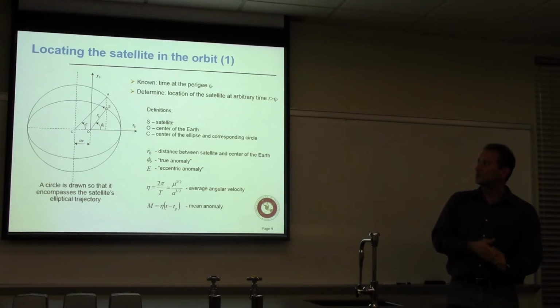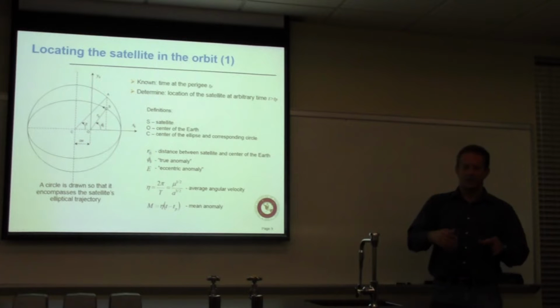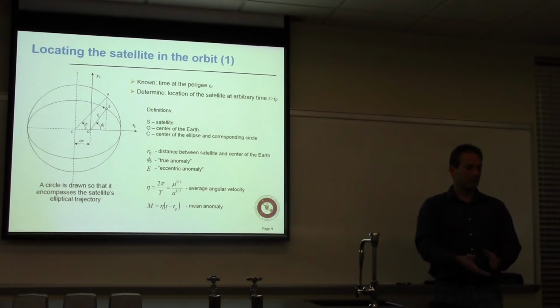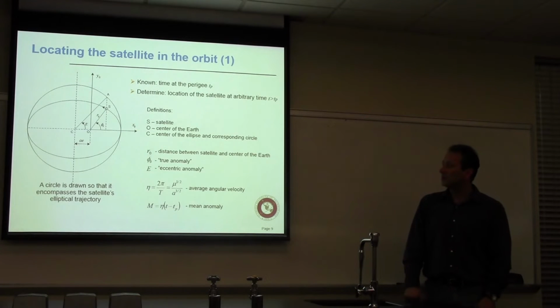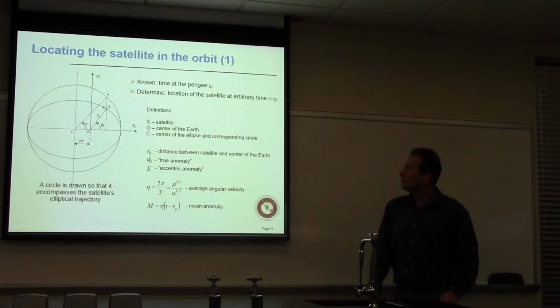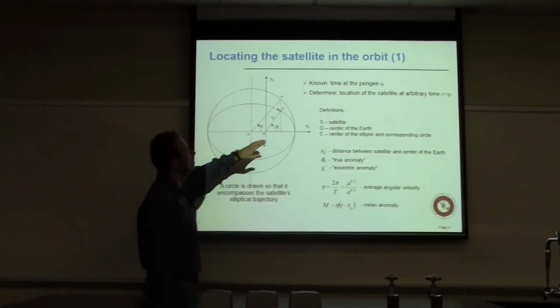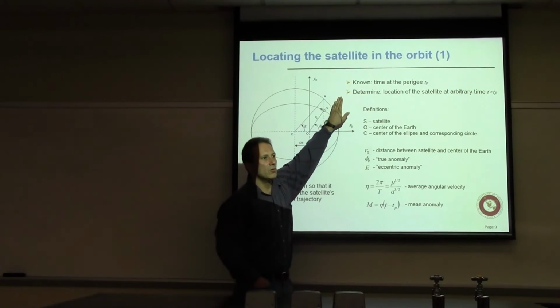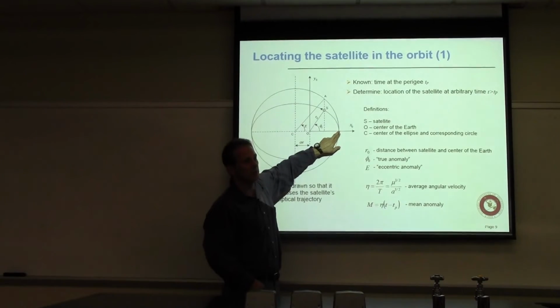Now, this process is, I would say, a simplified method of doing it. There's justification and a detailed derivation for why this works given in the notes. But what I'm going to do here is just summarize and give you an example of how this is done. So here's what I'm going to assume, that we know the time at perigee. We know when the satellite goes through the position where it's closest to the Earth.